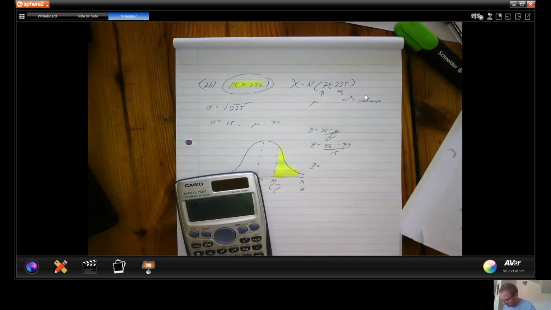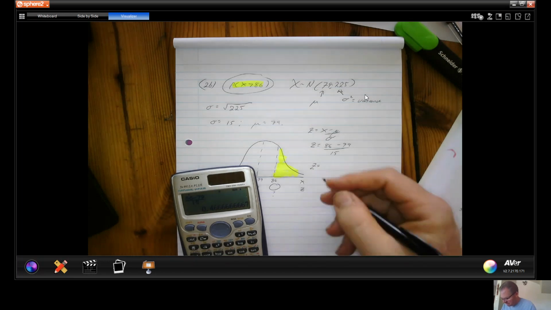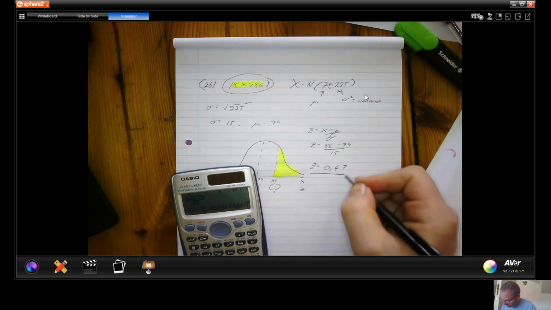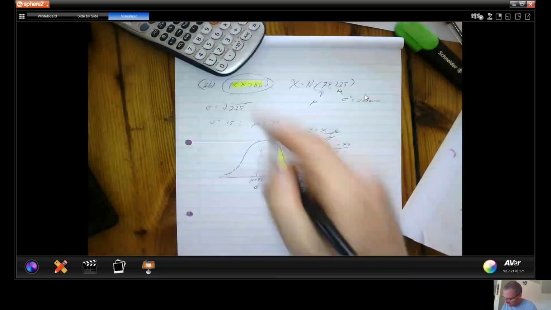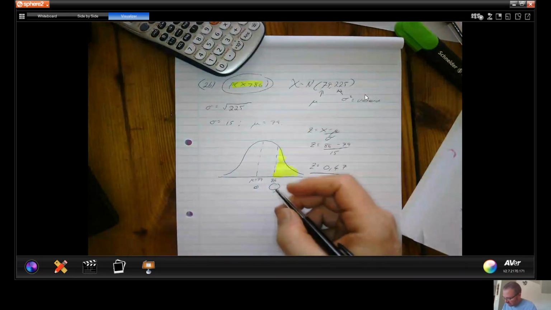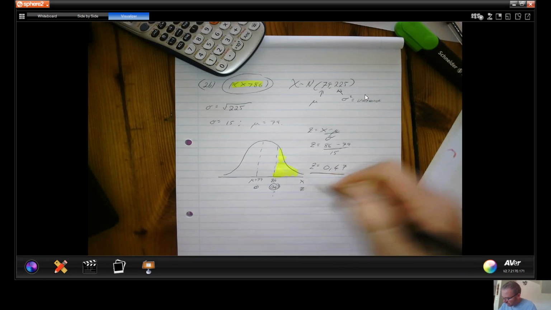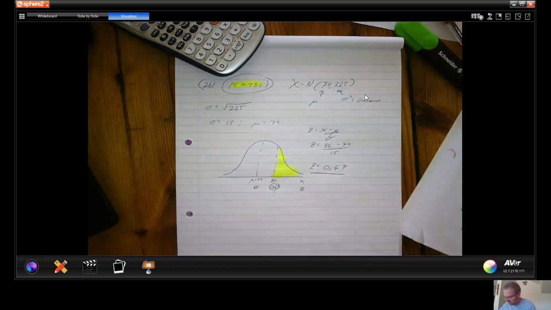So 86 minus 79 divided by 15. What did you get, Alice? I got 0.47. Right. Okay, well done, Alice. 0.47 is your Z score. So a score of 86 in the sample is about 0.47 standard deviations away. So I'm working with a Z score of 0.47.